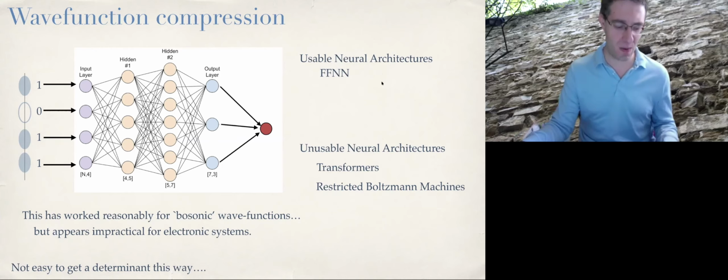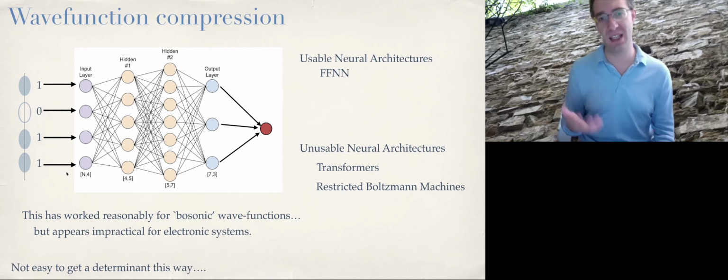Another way to see why this is a potentially difficult problem is if you have something that's all positive, a probability distribution or something like that, there are lots of neural architectures that you might consider using.